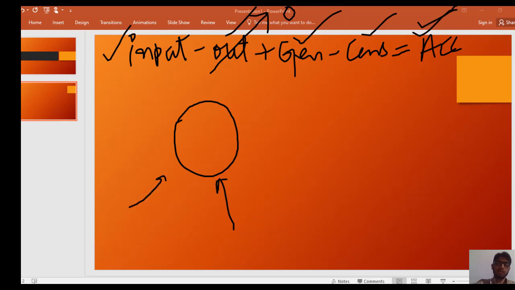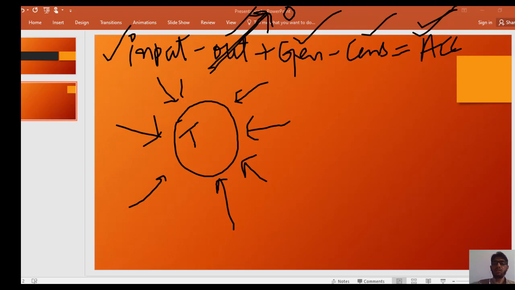The heat was entering from the surrounding to the copper sphere, which was our system, and this was our environment. So energy was not going out from the system, so this term was 0. And the temperature of this copper sphere increases with the passage of time. The temperature is not constant in this case, so this term is also not equal to 0.